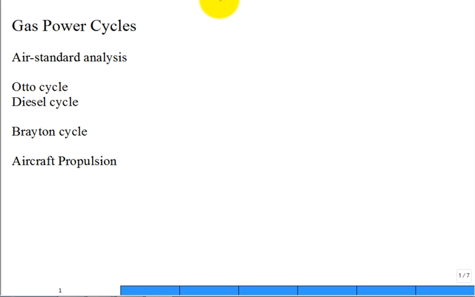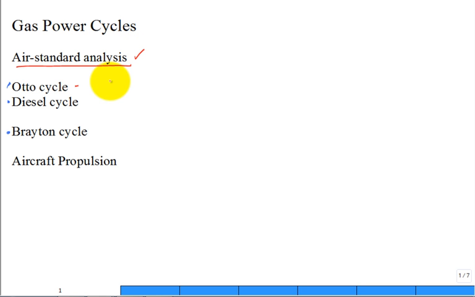So we're in the gas power cycles. There's three gas power cycles you need to become familiar with: the Otto cycle, the diesel cycle, and the Brayton cycle. Air standard analysis is a set of assumptions. I'm going to go over those in the next slide. But that set of assumptions applies to the Otto, the diesel, and the Brayton cycle, and they make the calculations much more doable.